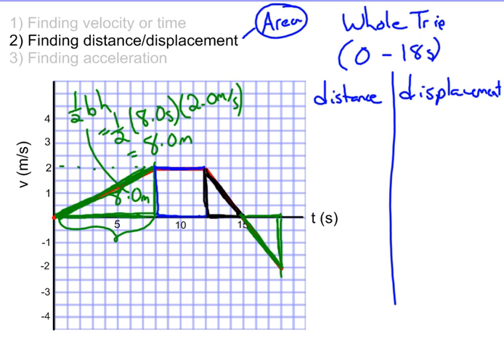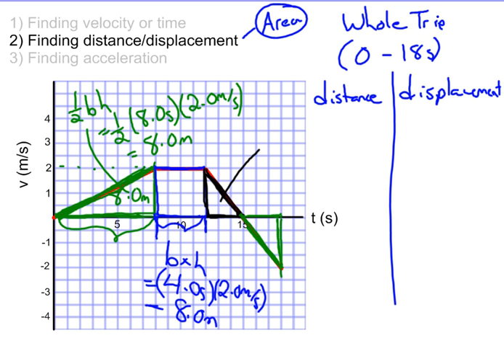The second shape, this blue rectangle, has an area found by taking the base times the height. In this case, the base is from 8 seconds to 12 seconds, so the base is 4.0 seconds. The height is 2.0 meters per second. So our shape has an area of 8.0 meters, and that represents the distance or displacement in that segment of the trip.